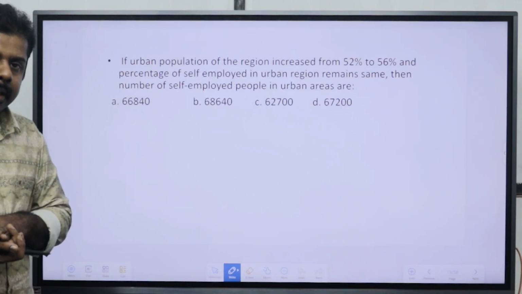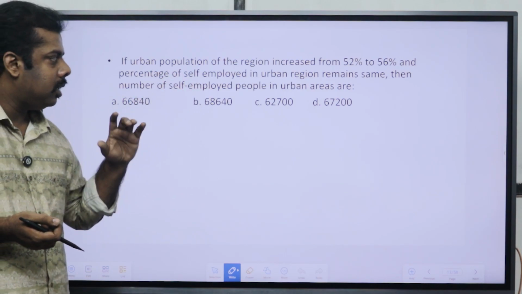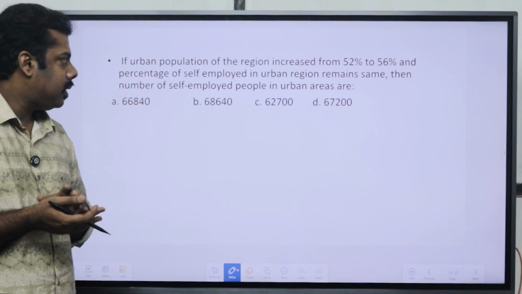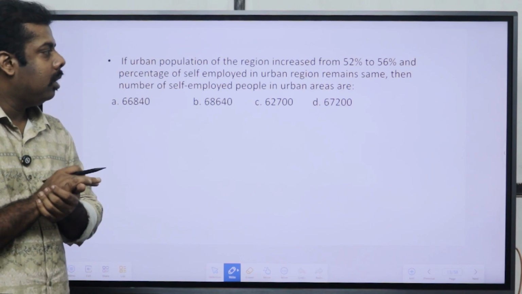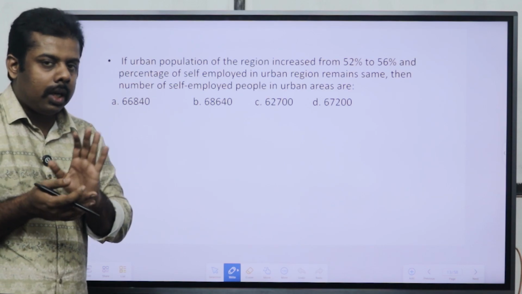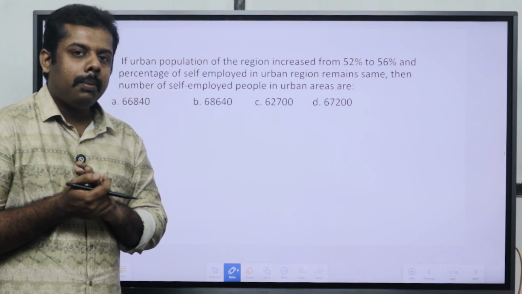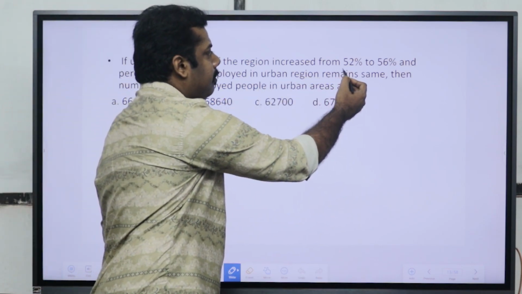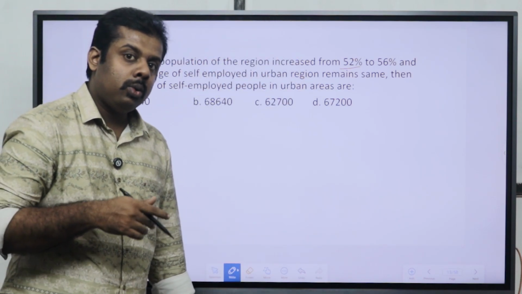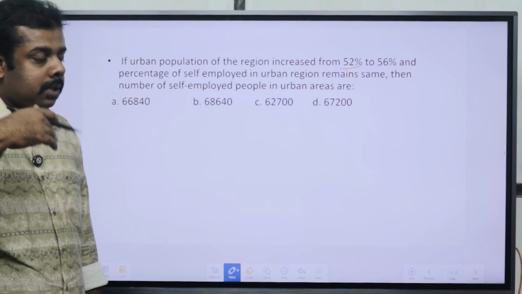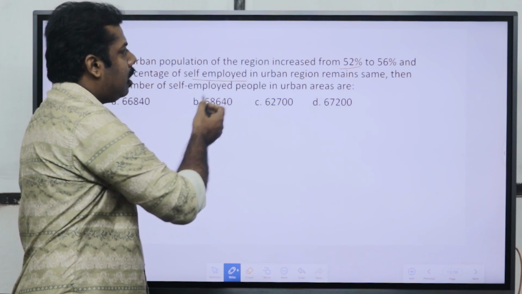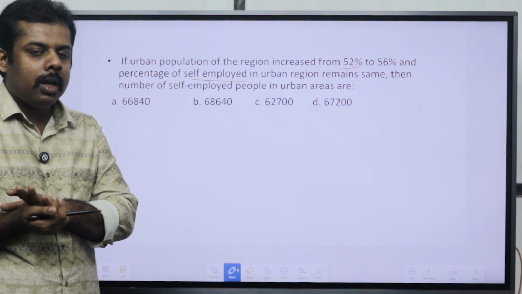Now here they have given a condition. If the urban population of the region increases from 52 to 56 percentage and the percentage of self-employed in the urban region remains the same, then the number of self-employed people in the urban areas is what? As said in the passage, 52 percentage is the urban population. Now they say it has increased to 56 percentage, and the percentage of self-employed is the same. The percentage-wise value hasn't changed.